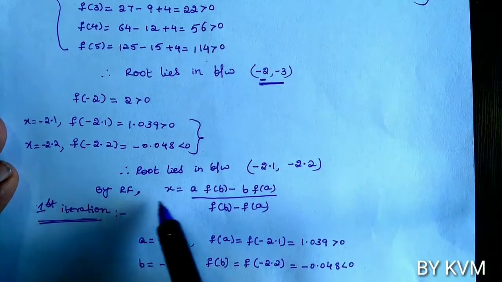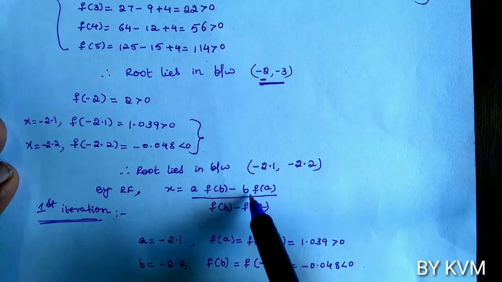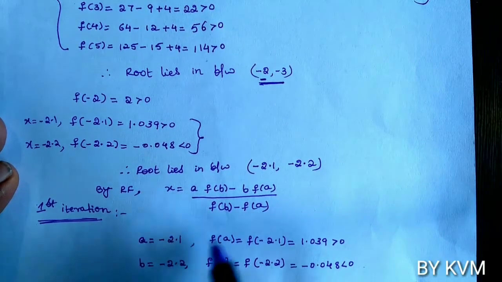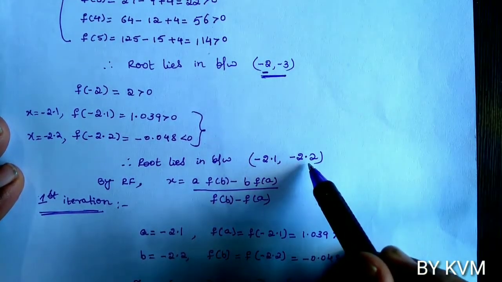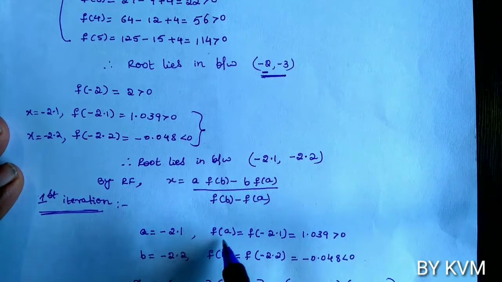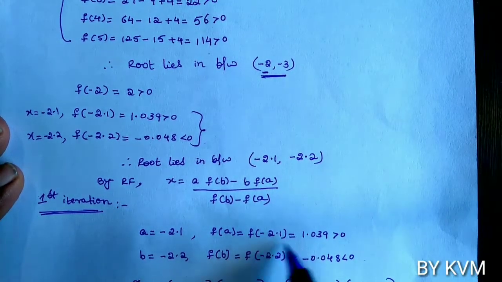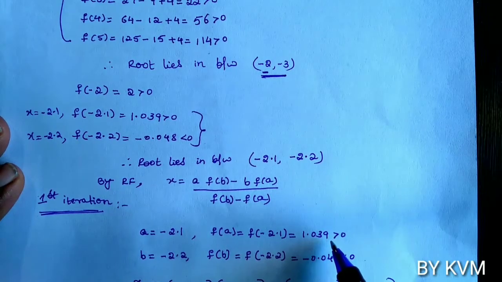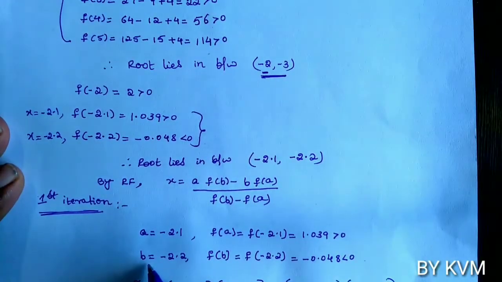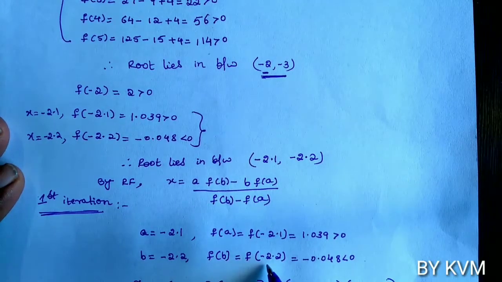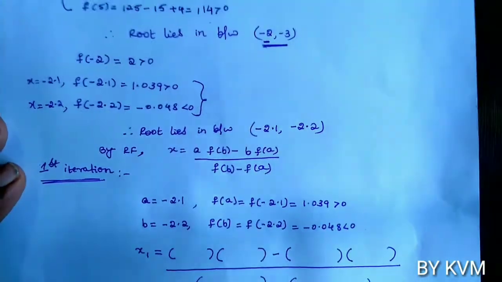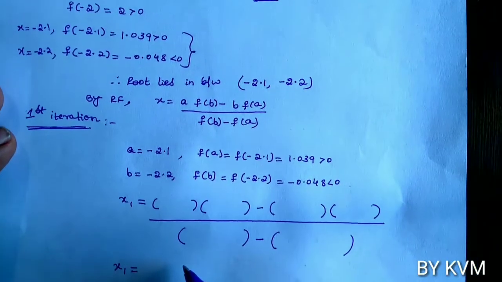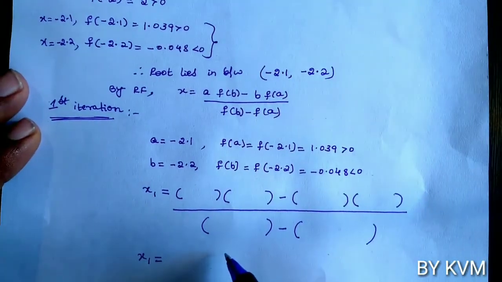By the Regula-Falsi method, the formula is x equals a into f of b minus b into f of a, divided by f of b minus f of a. Now take a equals minus 2.1 and b equals minus 2.2. When a is minus 2.1, f of a is f of minus 2.1, that is plus 1.039. Already we have calculated that. Then b equals minus 2.2, f of b equals f of minus 2.2, that is minus 0.048, less than 0. We have already calculated that value also.